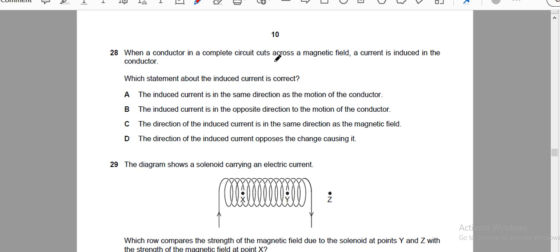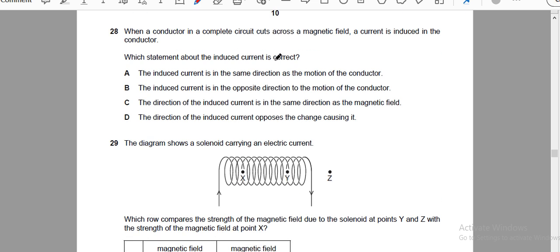When a conductor in a circuit cuts a magnetic field, a current is induced. Which is correct about the induced current? Is it in the same direction as the motion of the conductor? Or let us remember first the situation of a coil and a magnet.